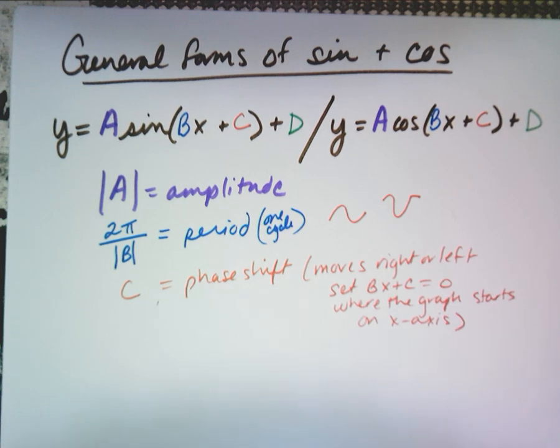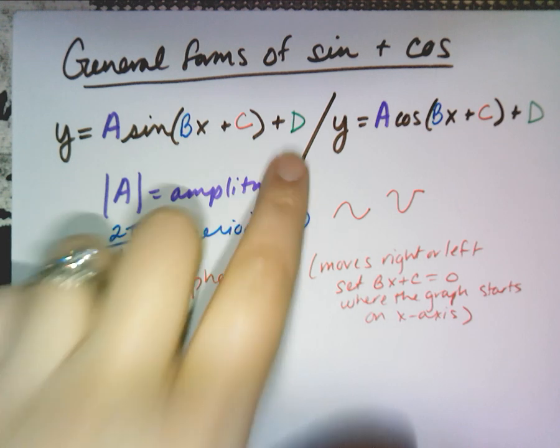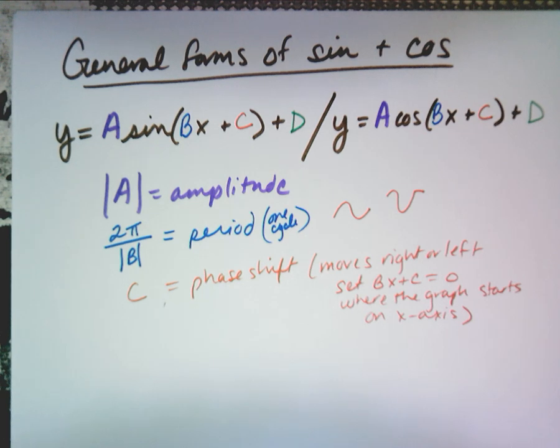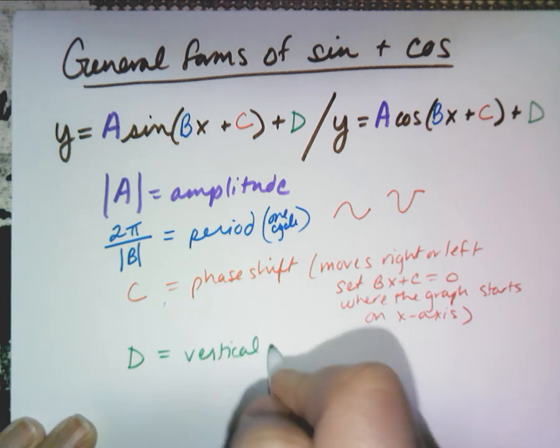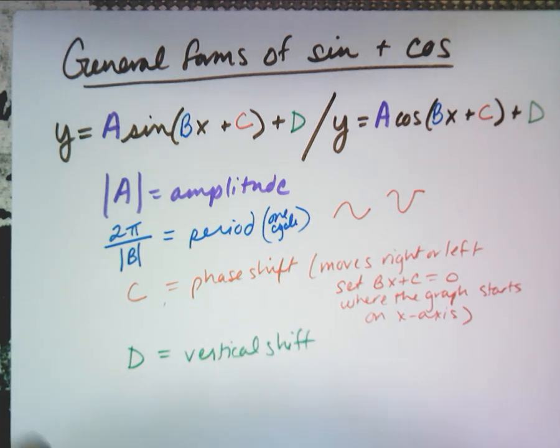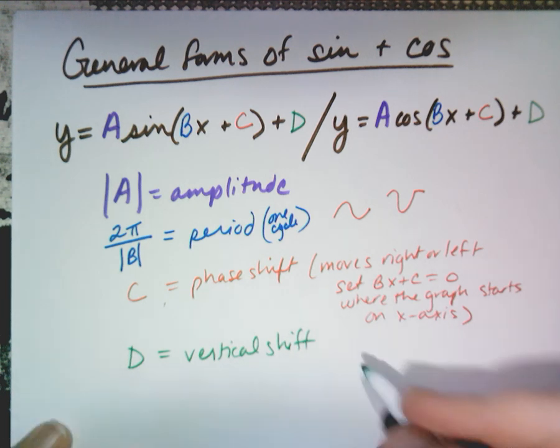All right, then last but not least, D is what happens when you're outside of the parent. Where do you always move when you're outside the parent? Up or down. So think of your sine graph now going up, maybe, or going down, maybe. So that's what that D does. It's called the vertical shift. All right, so we're going to practice this.